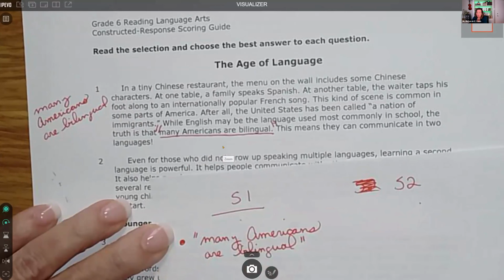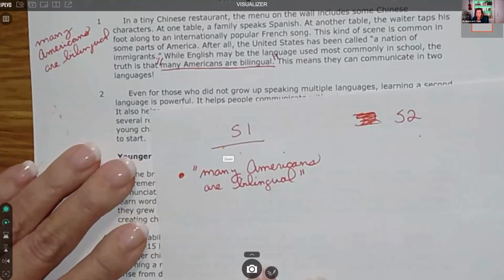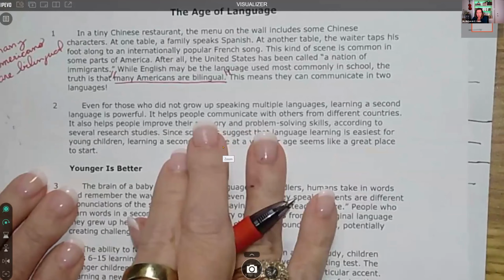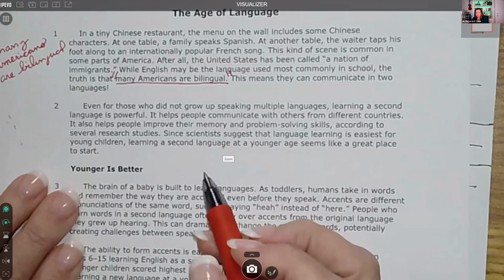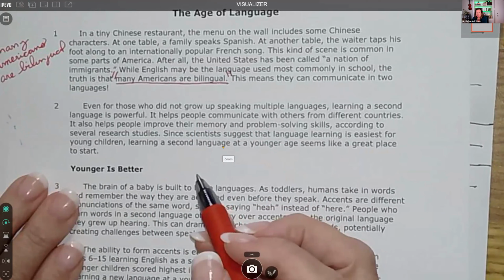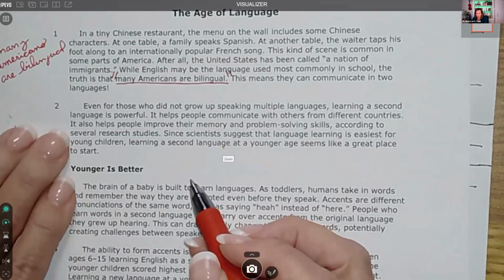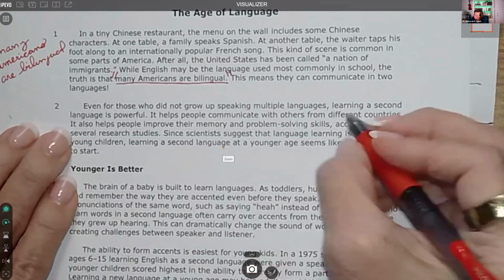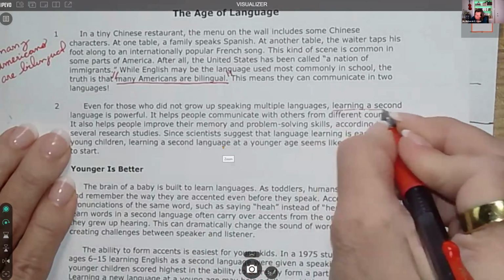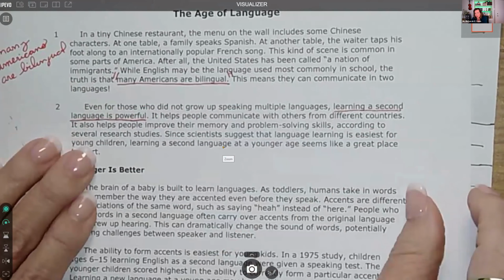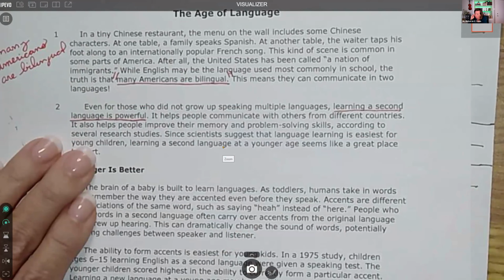And that was a direct quote from the piece. And then when I go to the second paragraph, even for those who did not grow up speaking multiple languages, learning a second language is powerful. So I'm going to teach my students that typically a topic sentence is important. And that's why I teach them topic sentences.